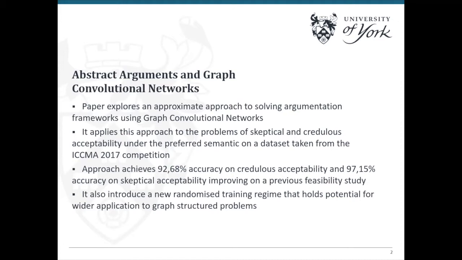We do that principally by introducing a new way of randomizing our training regime to learn better from graph structure. A lot of approaches in graph convolutional networks rely on features on the vertices or the nodes of the graph, and obviously you don't have that in abstract argumentation graphs. So we've had to maximize for learning from graph structure on its own.